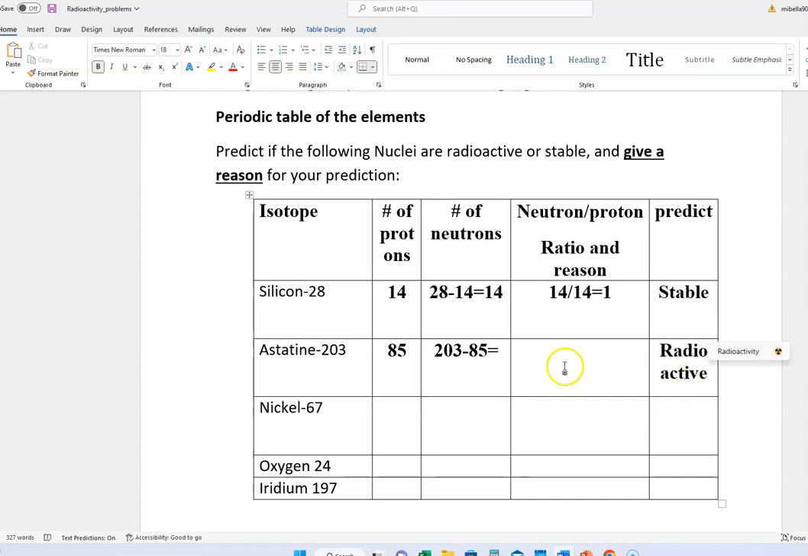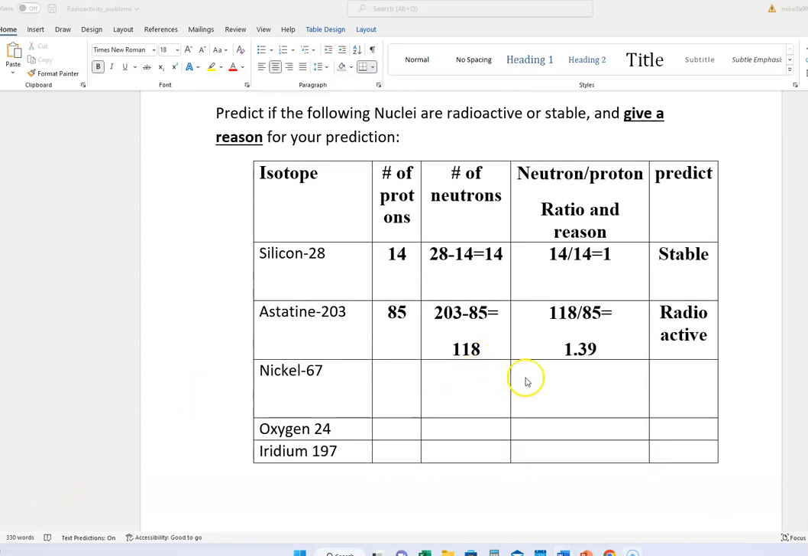And the reason for that, and notice it says here to give our reasons. The first one, the reason was you have the neutron to proton ratio of 1 to 1. This one, the reason that it's going to be radioactive automatically is that it's element 85. 85 is greater than 83, so that's automatic.